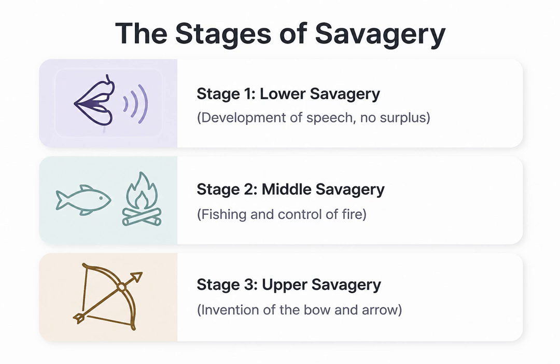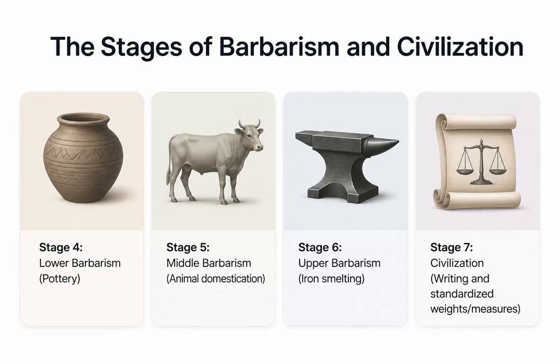Stage 1 is lower savagery, marked by the development of speech, with pure hand-to-mouth survival. Stage 2, middle savagery, is defined by fishing and the control of fire. Stage 3, upper savagery, is characterized by the invention of the bow and arrow, allowing for more advanced hunting. The ascent continues into barbarism. Stage 4, lower barbarism, begins with pottery.